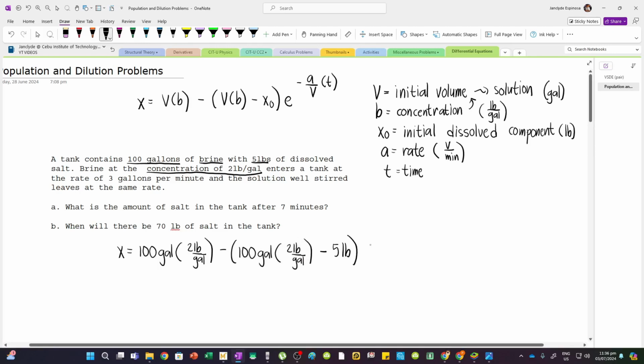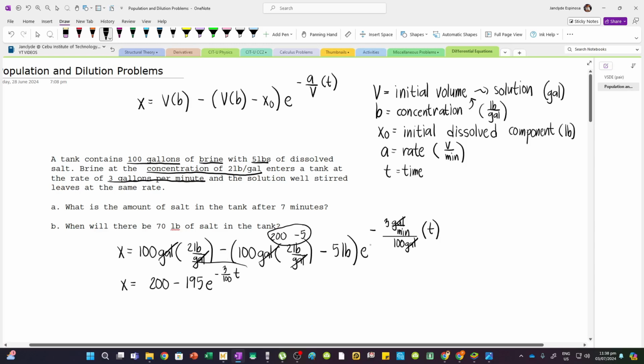So 5 pounds and then E to the power of negative. The rate is 3 gallons per minute. So we have 3 gallons per minute and then divided by V, which is 100 gallons. This is gonna cancel, also this one, and then this will cancel. All of these will cancel. And then this is to be multiplied by the time, so minutes here will also cancel. So our resulting unit will be pounds, because that's what's left. So times T. So we have for X, this is now 100 times 2 gives us 200. So 200 minus 5, we get 195. So 195 e to the power of minus 3 over 100 multiplied by T.